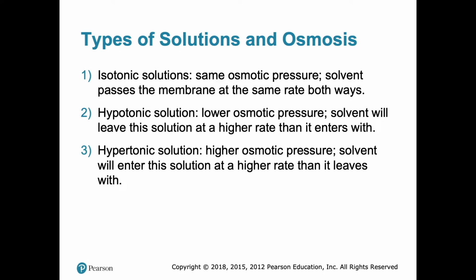Right, so there are three types of solutions when you're talking about osmosis. There's the isotonic solution, where there are the same osmotic pressures on both sides, right? Solvent passes the membrane at the same rate both ways. That's isotonic. So both sides are the same, right?